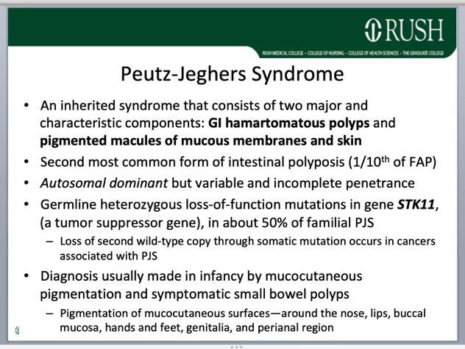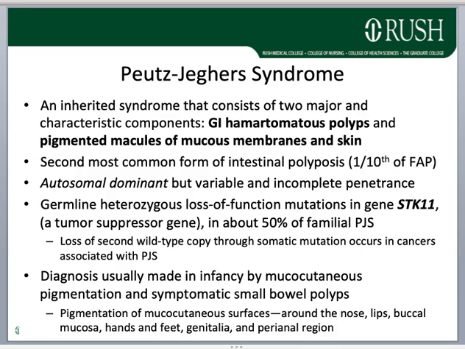It's similar to FAP in that it's inherited in an autosomal dominant pattern, but unlike FAP, the inherited dominant allele shows variable and incomplete penetrance. Germline heterozygous loss of function mutations in the gene STK11 are present in approximately half of individuals with familial Peutz-Jeghers syndrome, as well as a subset of patients with sporadic PJS. STK11, if you remember, is a tumor suppressor gene that encodes a kinase that regulates cell polarization and acts as a brake on growth and anabolic metabolism.